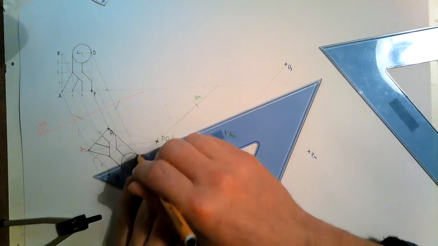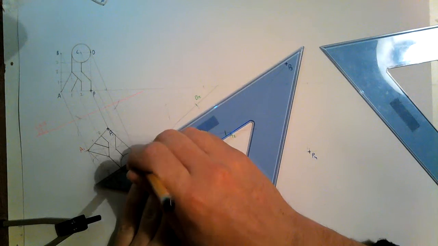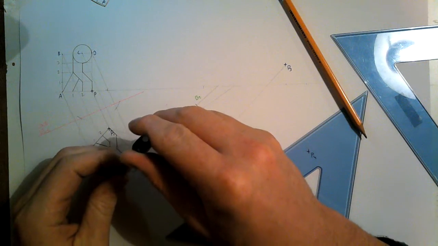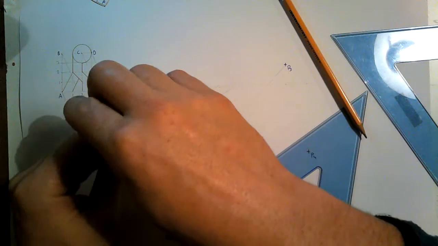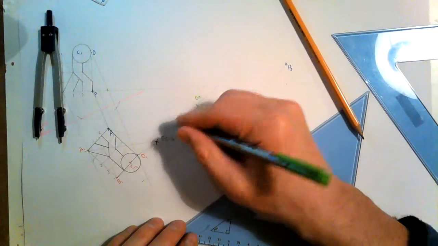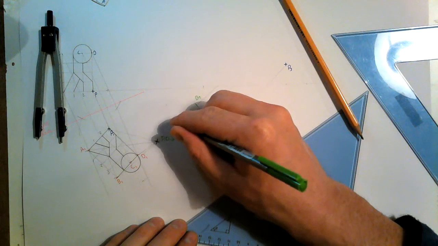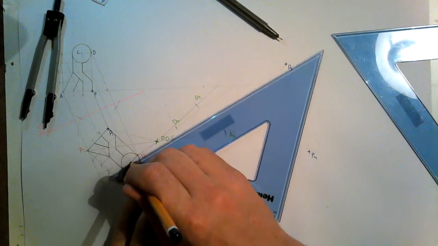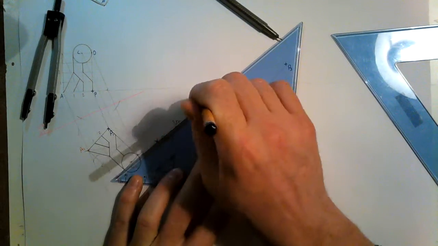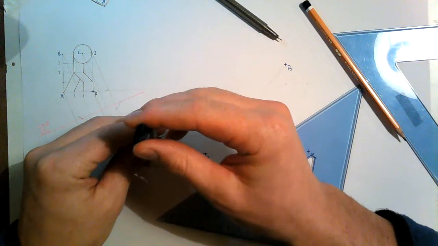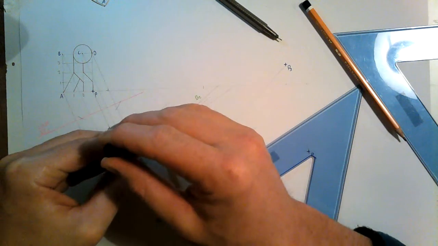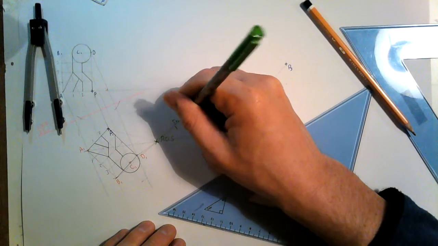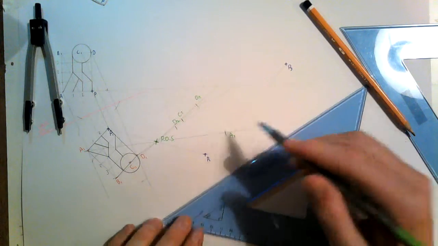Okay, D1 through the point of symmetry. Point the compass here, and D1. You can mark that off. And that's D2. And C2 goes through the point of symmetry. And that is C2. Okay.